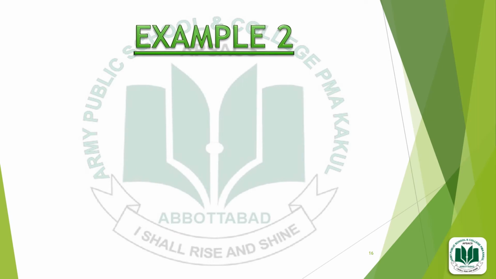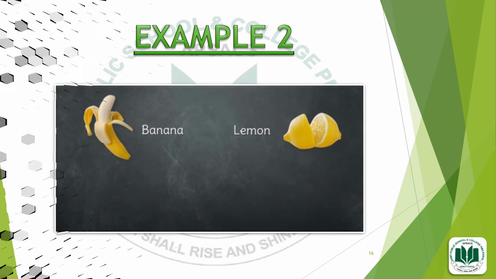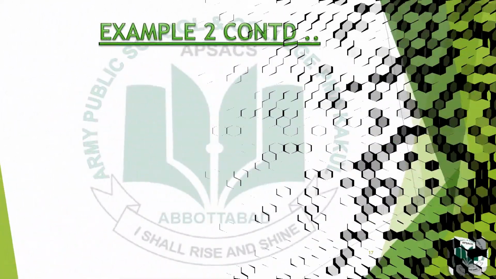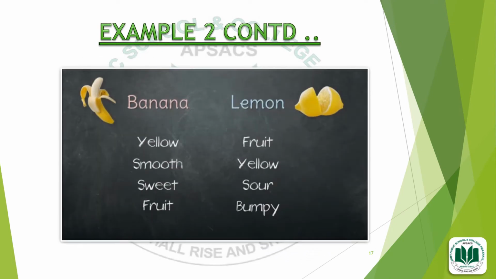To further understand this concept, let us consider another example in which I am considering two fruits, banana and lemon. What I'm going to do is, I'm going to list down its traits. Banana is yellow, smooth, sweet, and fruit, whereas lemon is also a fruit and is yellow, but it's sour and bumpy.